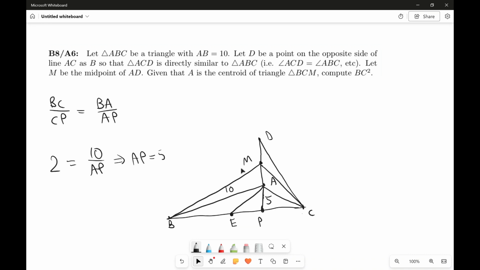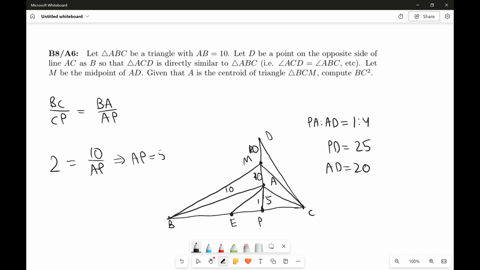So what other properties do we know of the centroid? Well, we know that the medians and the centroid split each other into a 2-to-1 ratio. So that means that this is a 2-to-1 ratio. And this is also a 2 to 1, because AM is equal to MD as given. Therefore, we have that PA to AD is equal to 1 to 4, which means that PD is equal to 25 and AD is equal to 20. So I can go ahead and list this as 10 and this as 10. Sorry about the inaccurate diagram, by the way.